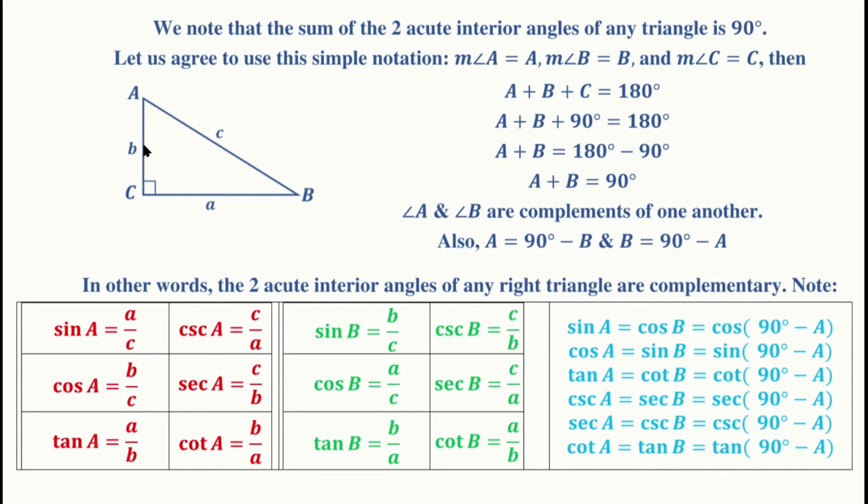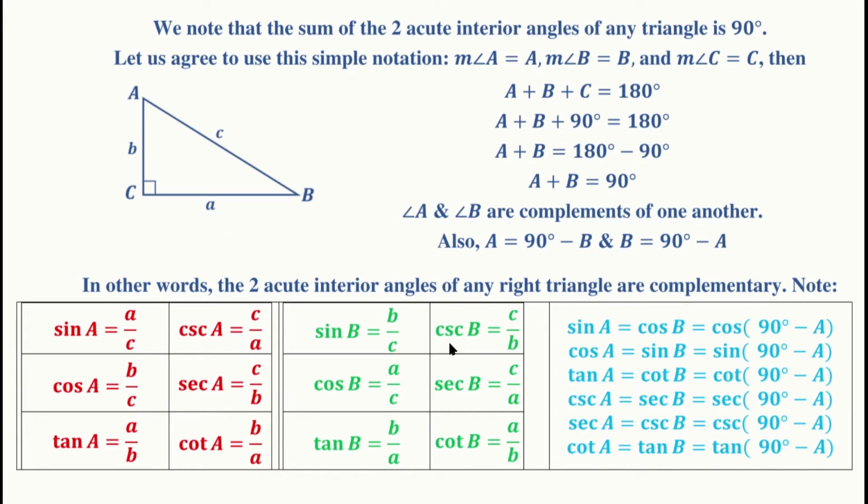Cosine of A is B over C, and tangent of A is opposite over adjacent, A over B, right? Notice that for angle B, we end up with these relationships. Sine of B is opposite over hypotenuse, so B over C. Cosine of B is A over C, and tangent of B is B over A.